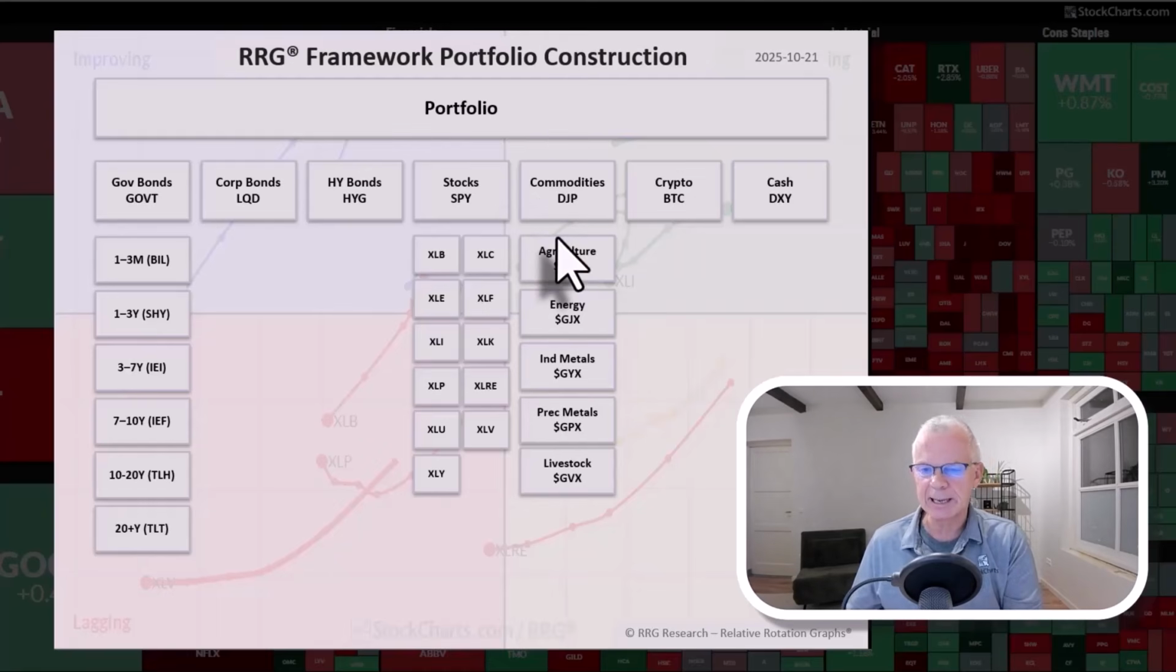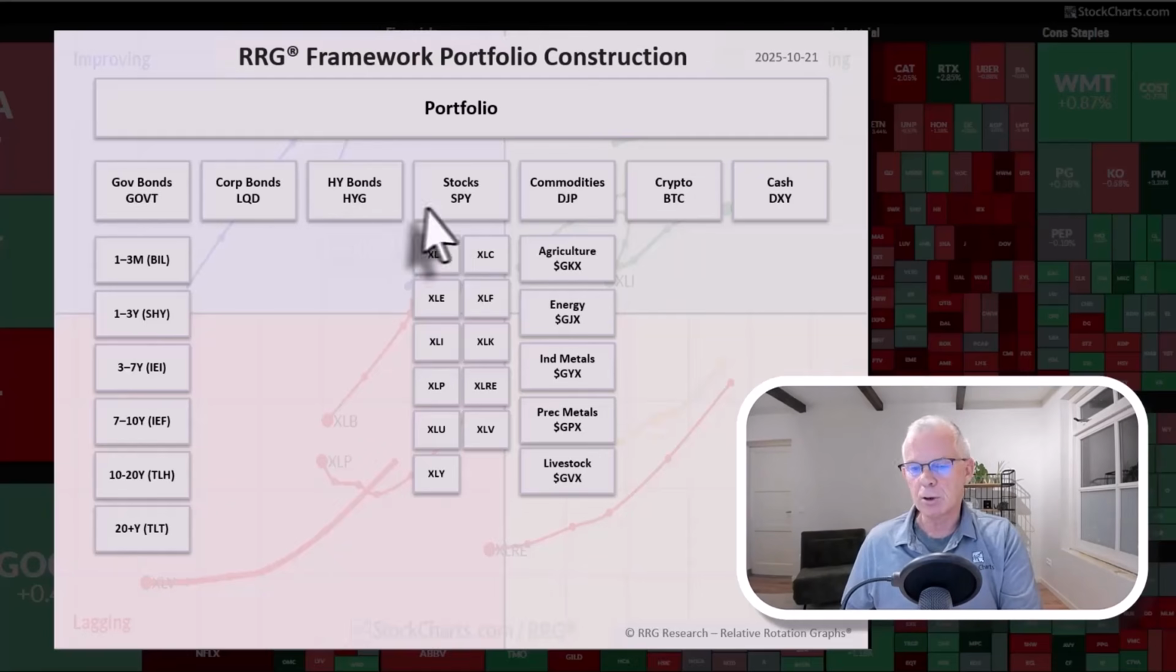Now in the next layer, we can dive one layer deeper. And for government bonds, that means looking at the ETFs that represent the various maturities on the yield curve. And that helps you get a gauge on what's happening in the bond market. And it also tells you what is going on with the yield curve. Is it flattening? Is it steepening? Where is it right now? And what side is it moving? Corporate bonds, I tend to stick with that high level approach. So that's LQD, same for high yield bonds.